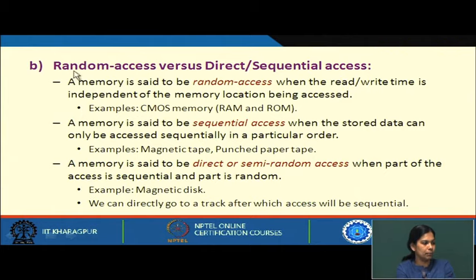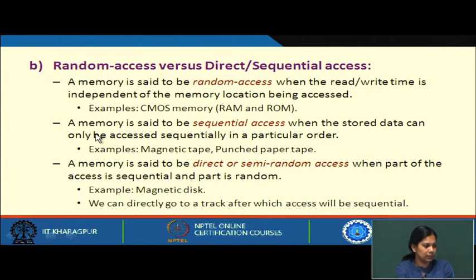Again, we can differentiate a memory with respect to random access versus direct or sequential access. What do we mean by random access? By random access, we mean that the read and write time is independent of the memory location being accessed. Whether you hit location 0, the last location, or the middle location, the access time is the same. An example is CMOS memory, that is RAM and ROM; both are random access.